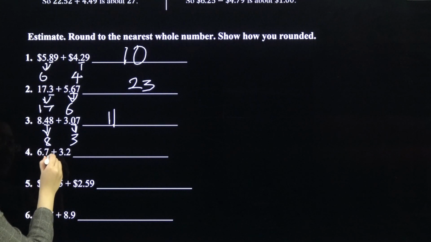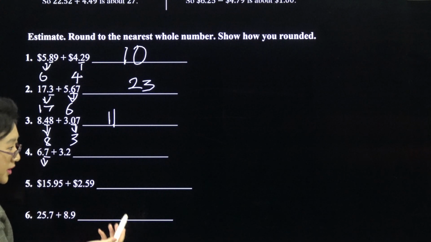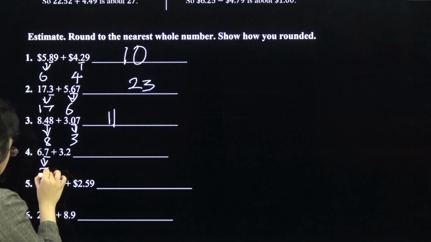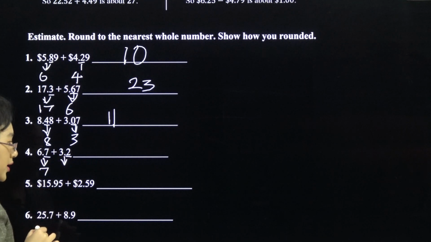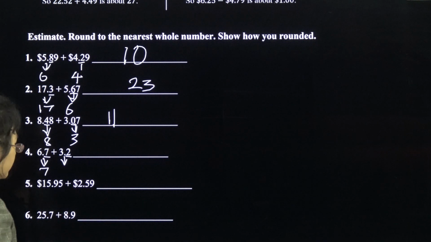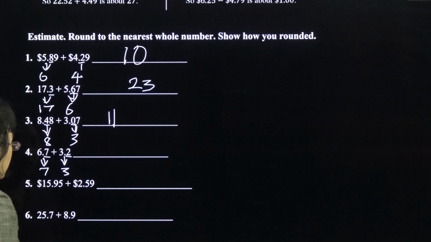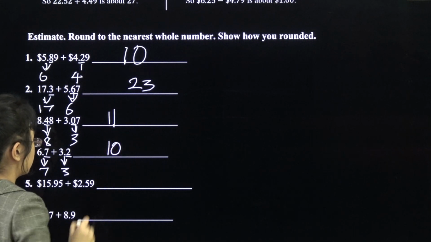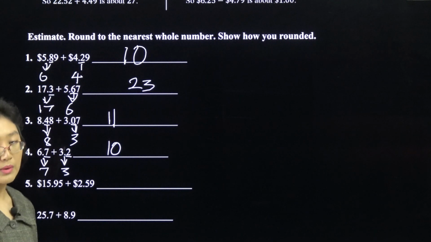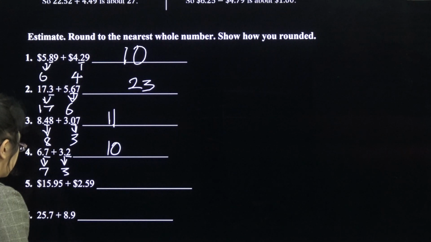And in this one, 7 is the tenths place, so we round up because 7 is bigger than 5. And we get 7. Over here, 2 is in the tenths place, which means that we round down because 2 is smaller than 5, to 3. And we get 7 plus 3 equals 10. So 6.7 plus 3.2 is approximately equal to 10. It's actually equal to 9.9, which is pretty close.